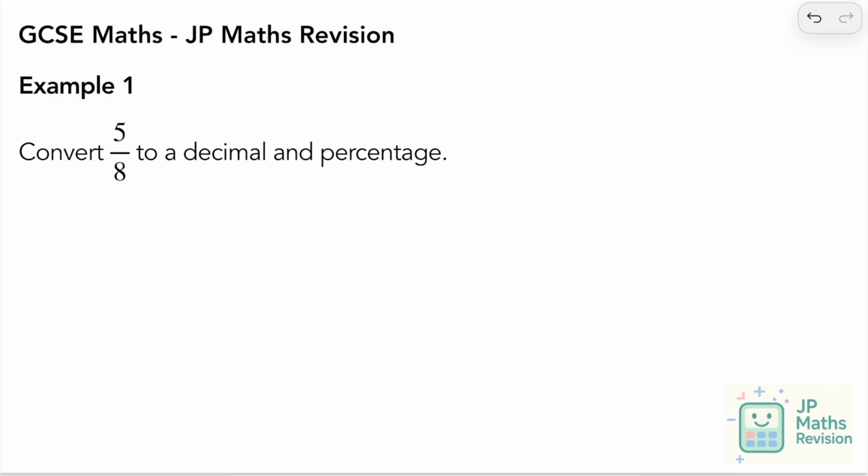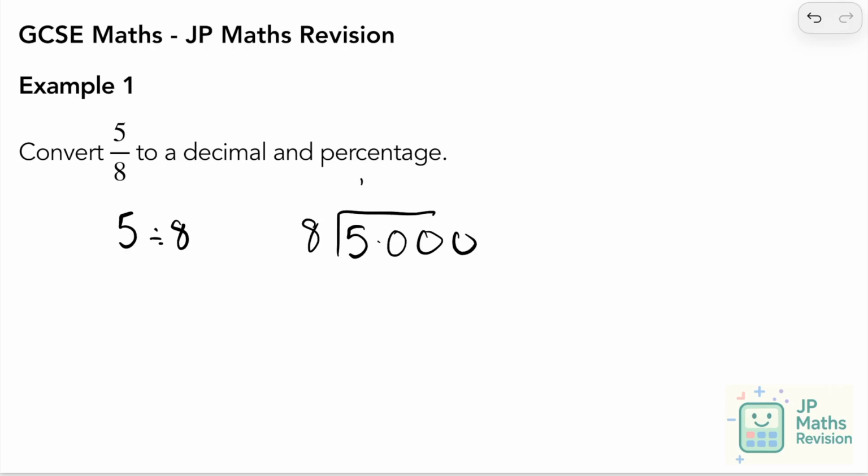So here's an example. So we need to convert 5 over 8 to a decimal and a percentage. So to go from a fraction to a decimal, all I do is divide 5 by 8. So I'm going to do 5 divided by 8. So in order to do that, I'm going to use the bus stop method. So I'm going to write 8 outside the bus stop, followed by 5 inside the bus stop.